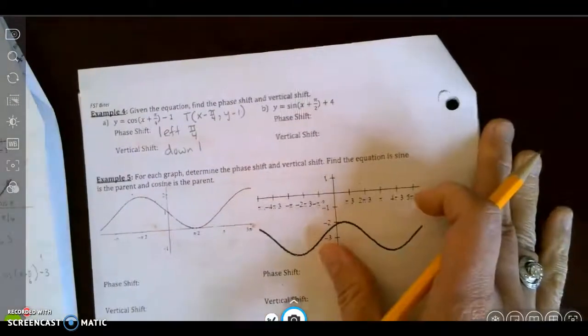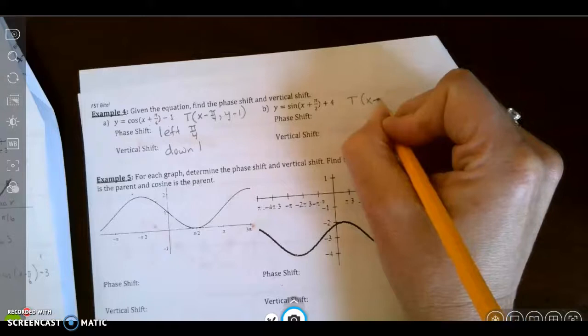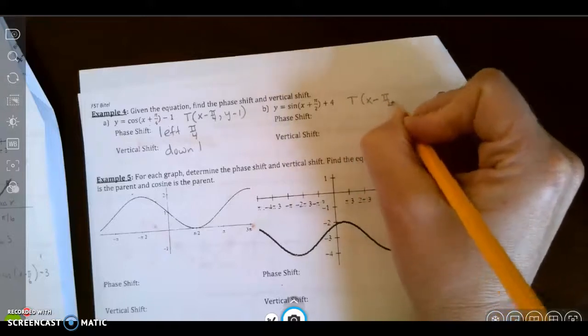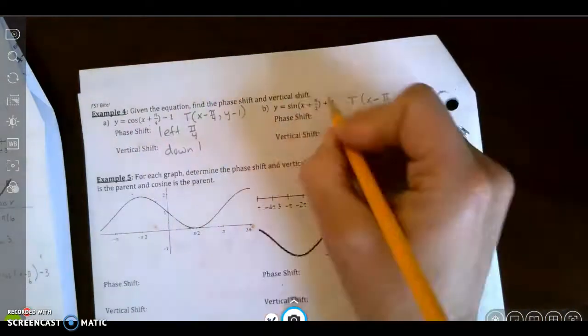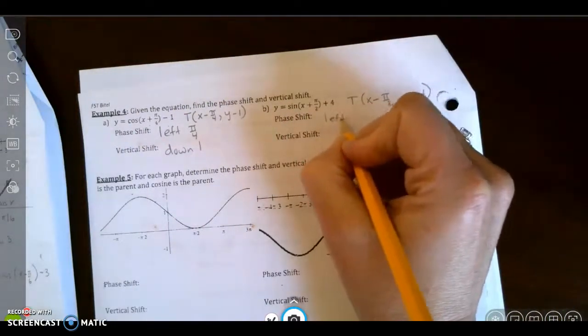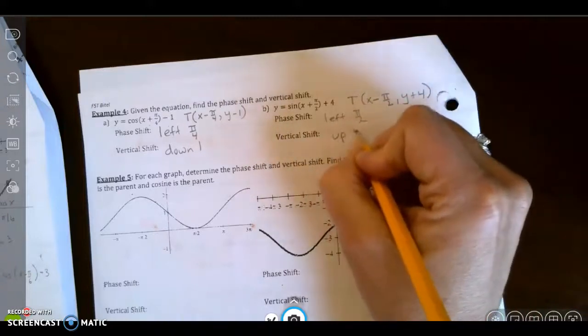Then I go to part B. My translation rule would be x minus pi over 2, y plus 4. So my phase shift is left pi over 2 and up 4.